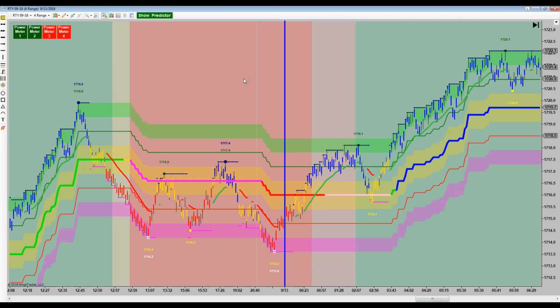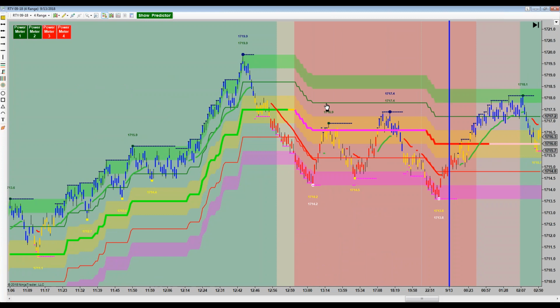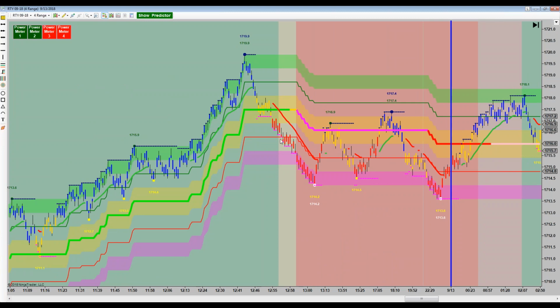So we have background colors. We have, obviously, you can see bar colors: blue, yellow, and red. We have these swing indicators here, which mark the swing highs and swing lows when they occur. See the dots? And then the most prominent thing on the chart is the bands. The mid band is the thick band in the middle. 1, 2, 3, 4 bands below it. 1, 2, 3, 4 bands above it.